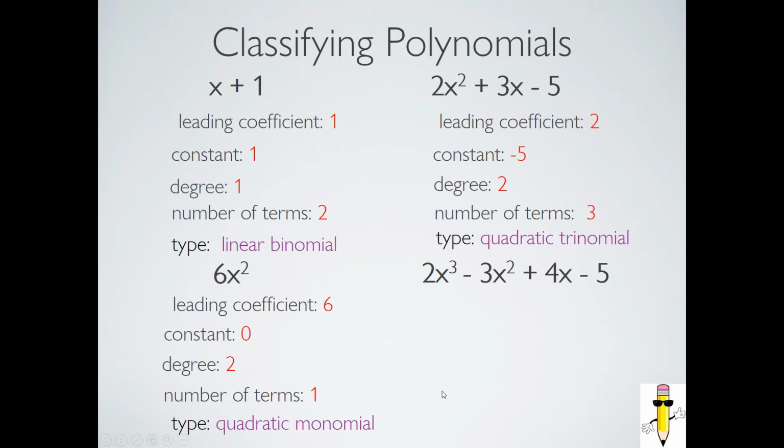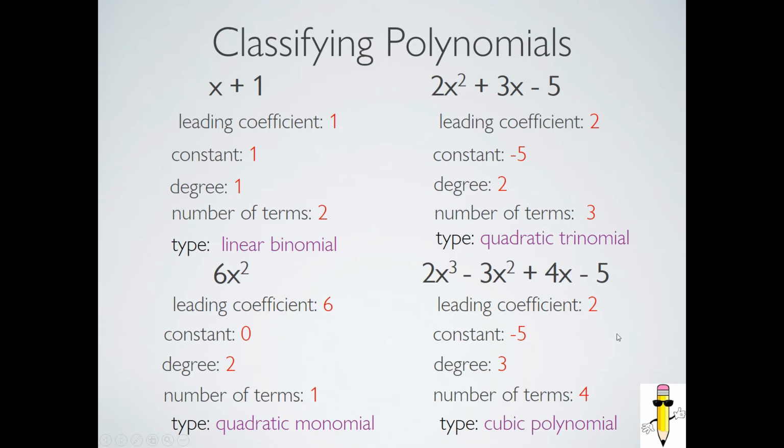This is our type. And the next one, let's see, we have leading coefficient of 2, makes sense. Constant is -5, we do have a -5 here. The degree is going to be 3 because that's our highest exponent. Our number of terms is going to be 4, there are 4 terms here, and the type is going to be a cubic polynomial.